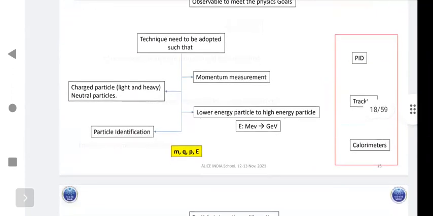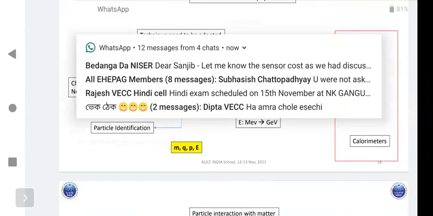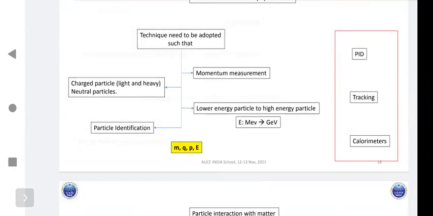Okay. So once you are familiar with this information, next is what kind of technique one should think of. One is charged particles. You have to measure charged particles, and charged particles could be light or heavy, and also neutral particles like photons and neutrons and so on. You need to measure momentum, and momentum could start from, say, MeV to GeV range. And as I was saying, the technique should be different.